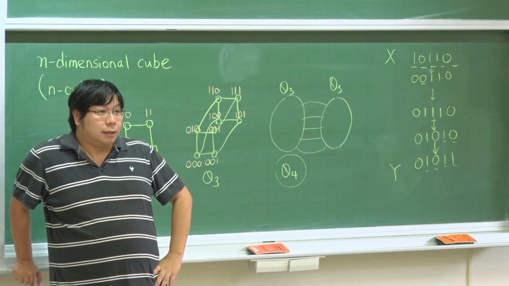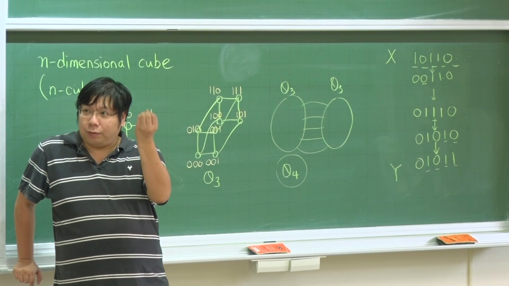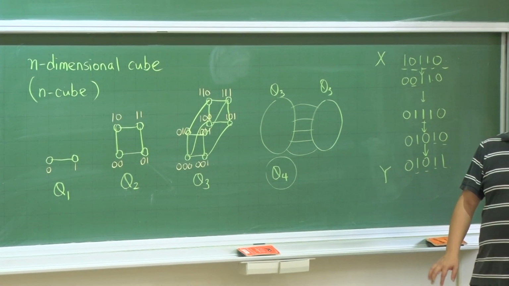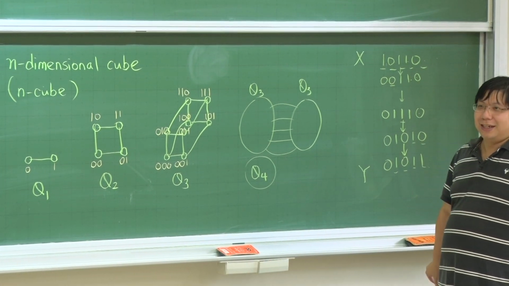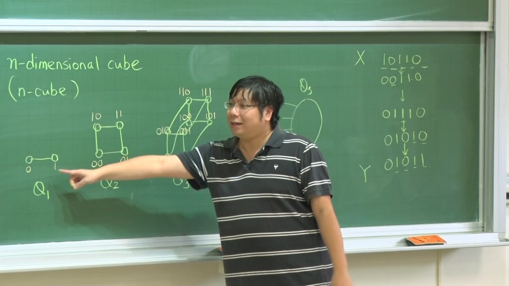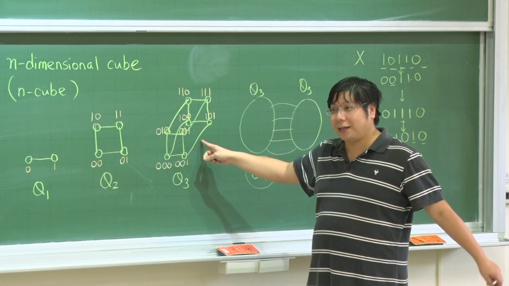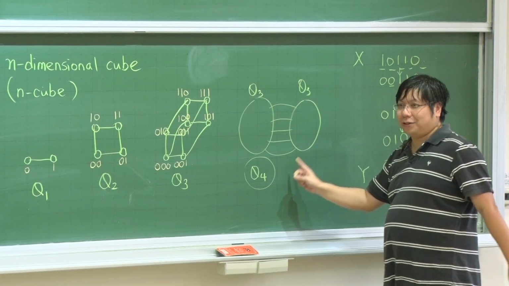Okay, so let me ask you, how many edges are there? How many edges are there? So there's 1 edge here, there are 4 edges here, there are, how many? There are 12 edges here, right? How many edges here?